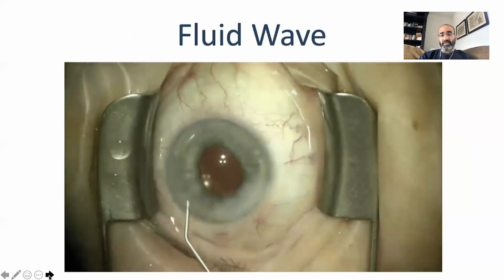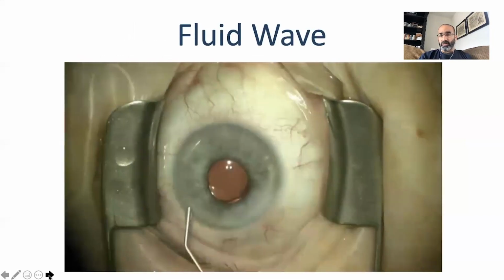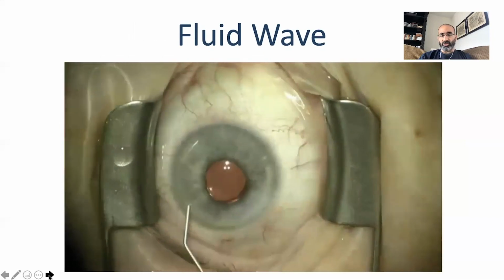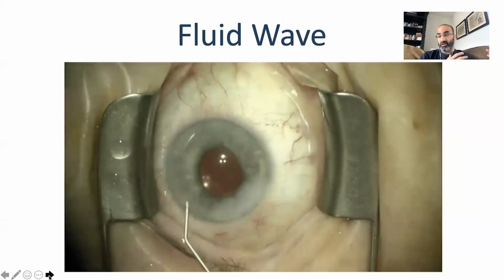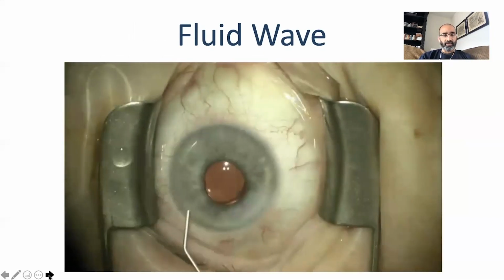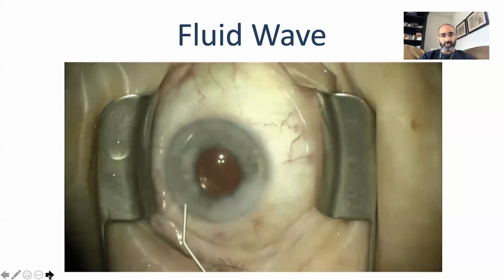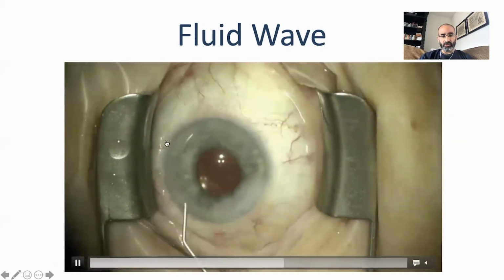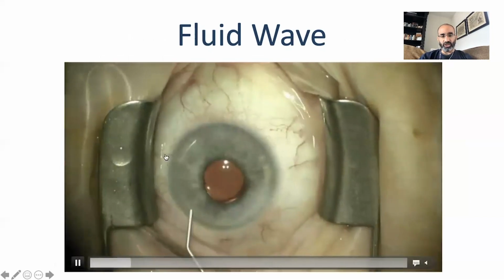A fluid wave is something that you should think about doing at the end of any of these angle procedures. I really like the idea of telling the patient that we were successfully able to unroof the canal. In this case, this is post-goniotomy, and you can see in the upper left-hand corner the blanching of the vessels with injection of BSS into the anterior chamber.